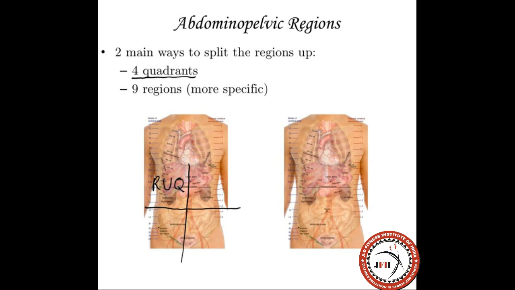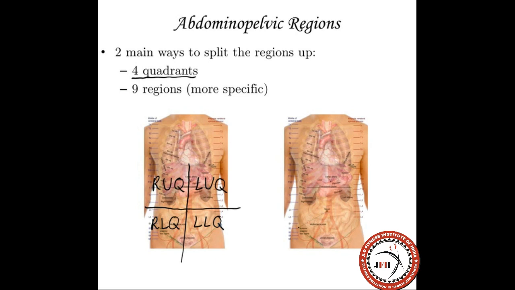RUQ, right upper quadrant. So of course, next to it over here would be the left upper quadrant. Makes sense. You can probably guess what's inferior to that, or below it. The right lower quadrant, and of course the left lower quadrant.